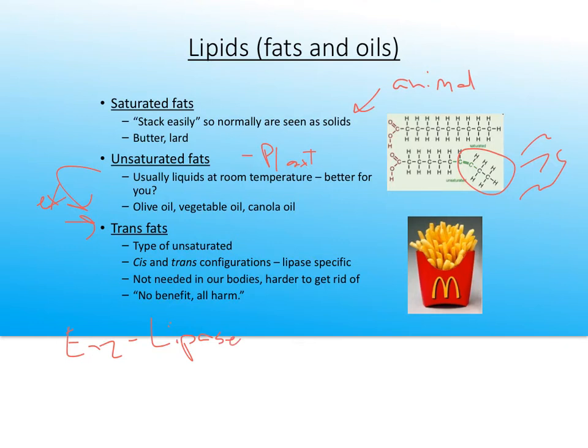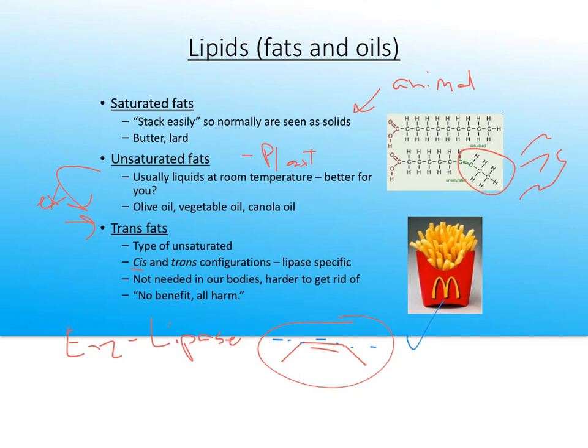Now, lipase, like other enzymes, is specific to a reaction, and it has a specific shape that it likes to work on. And it works on a fat that has a cis structure. So if you eat a fat that has a cis structure, which this is really oversimplified, but this would be an example of a cis chemical structure. Notice that the parts of it are all on the same line of a certain plane. If you eat something with a cis structure, lipase breaks it down and you're good to go.